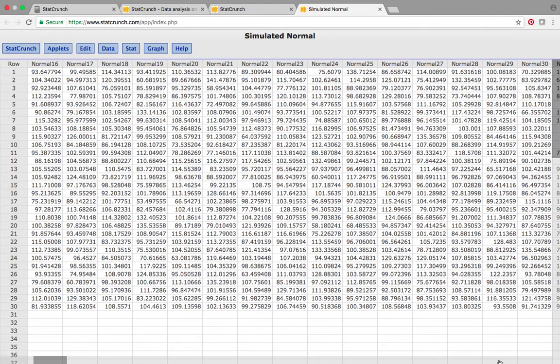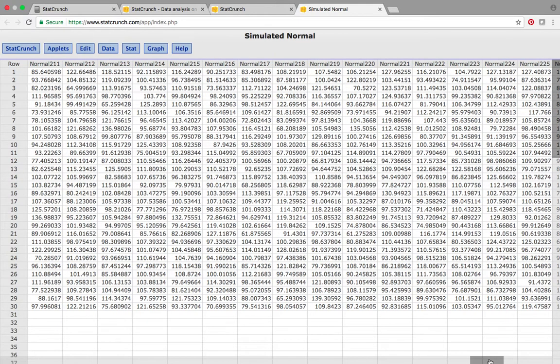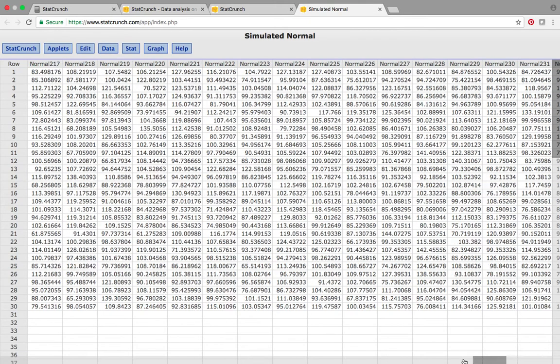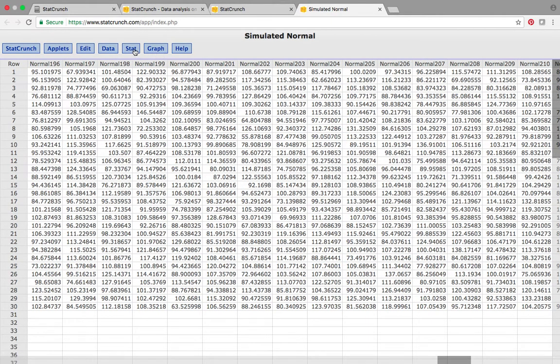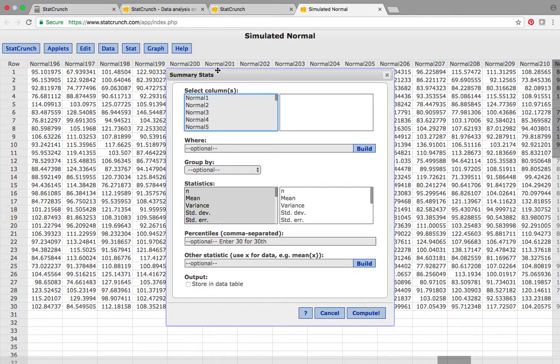and see how many samples I've taken. Now, typically, in theory, you do this forever, but I can't do it forever. I have to just choose a large number and do it 250 times. Now, the next thing I want to do is I want to come in with a summary stat, and for my columns, I want to select them all.